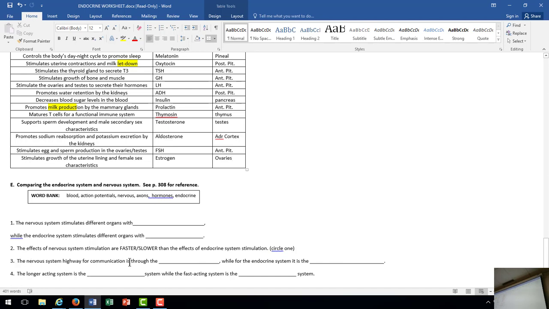The nervous system highway for communication is through the, just mentioned that, axons, while the endocrine system, it is the blood. So the longer acting system is the endocrine, and the fast acting is the nervous.